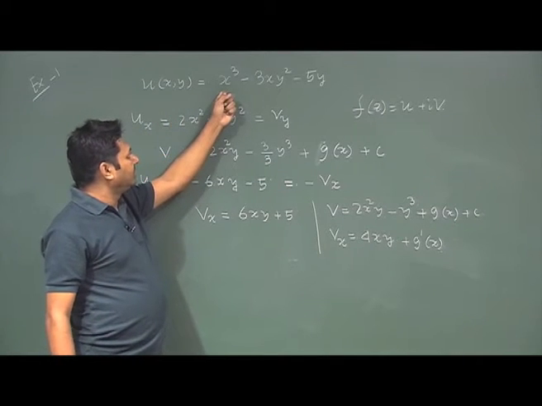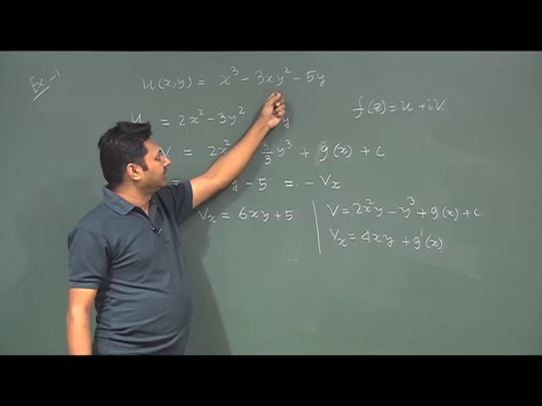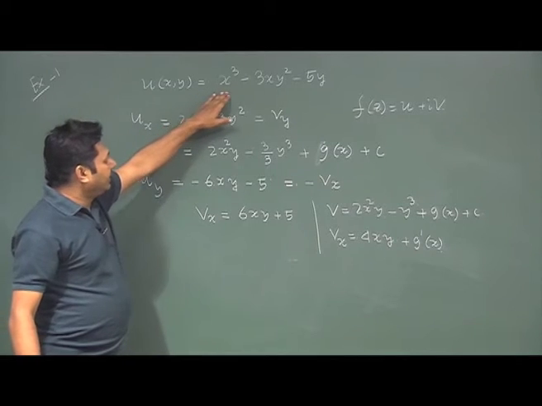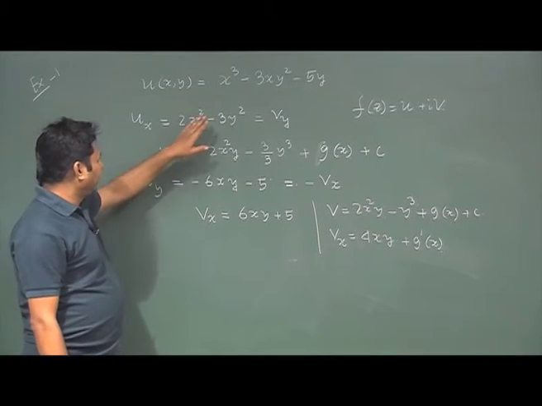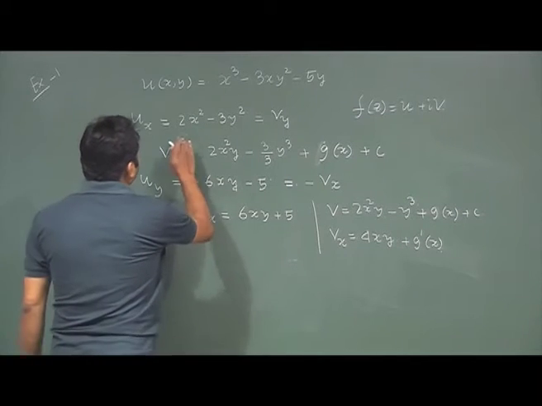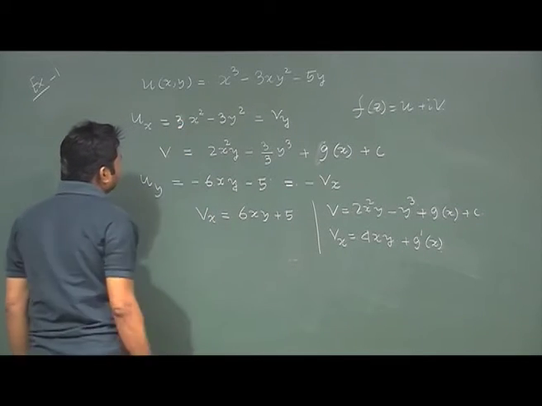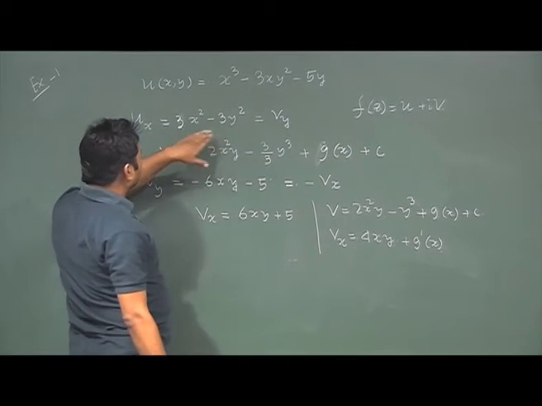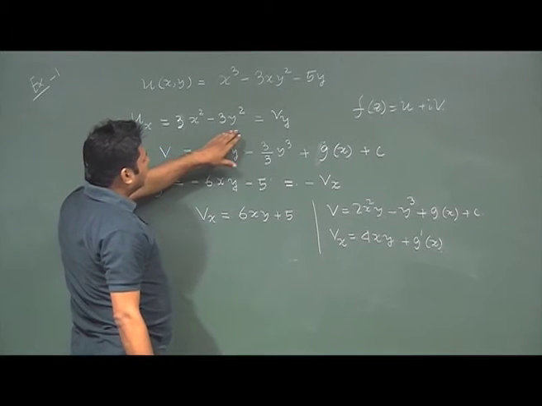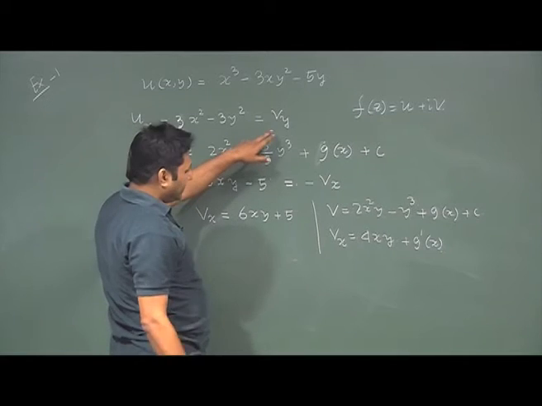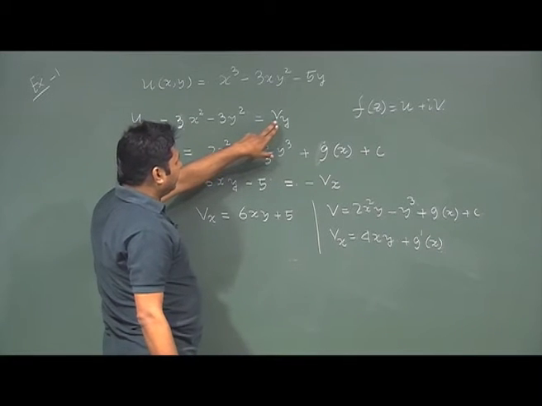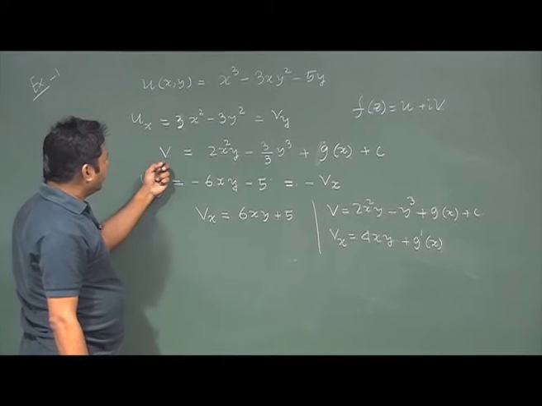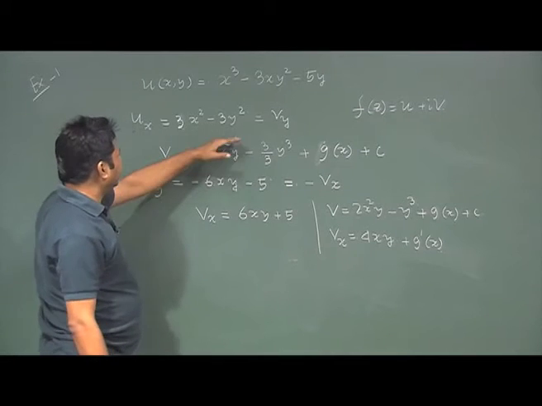So, my original function is given x square, minus 3xy square minus 5y. So, ux is the derivative of this quantity with respect to x. When I do that, okay, here I am making one mistake, it should be 3x square. When I am making the derivative, in hurry I am making some mistake. So, 3x square minus 3y square. Let me check whether any other mistakes are there or not, otherwise we will get a different answer. So, it will be vy, because the Cauchy-Riemann equation suggests it will be vy. So, v should be equal to the integration of this quantity.